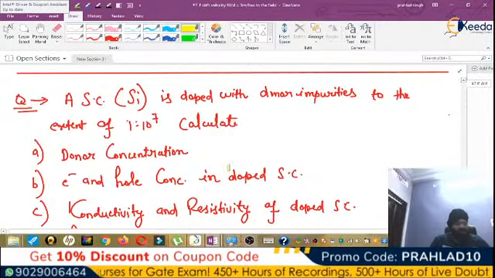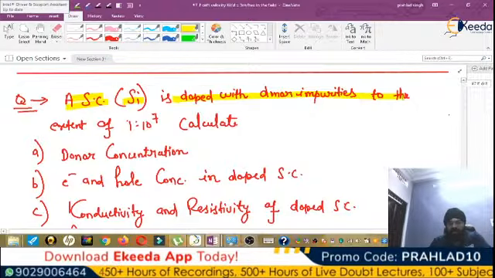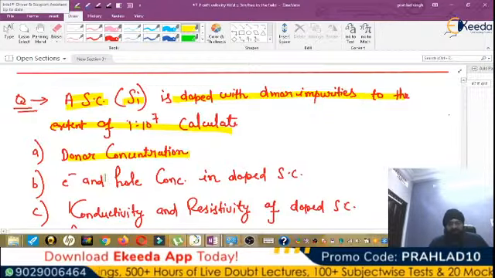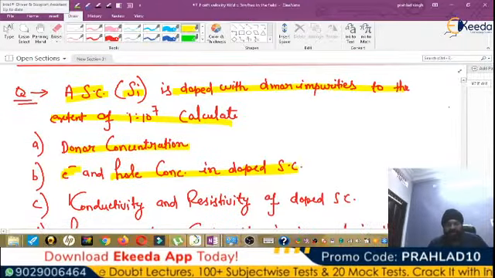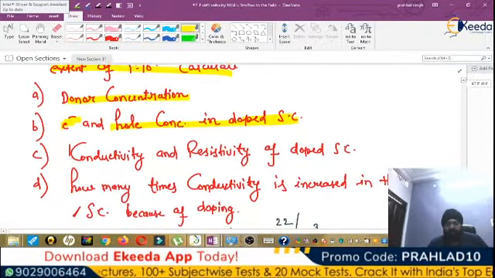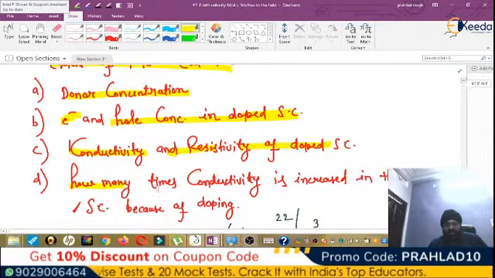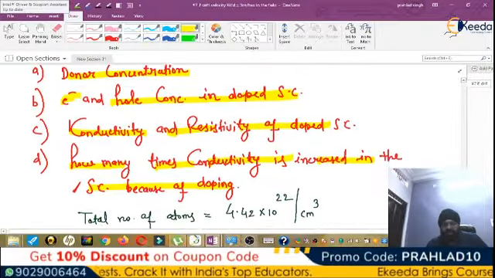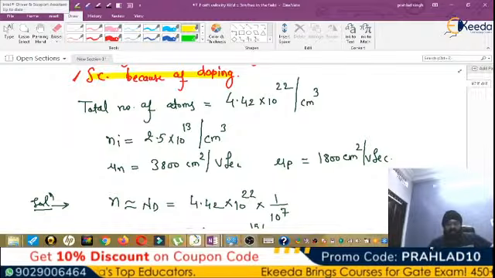So this is the question, right? A semiconductor, which is silicon, is doped with donor impurities to the extent of 1 in 10 to the power 7. We have to calculate the donor concentration and the electron and hole concentration in the doped semiconductor, the conductivity and resistivity of the doped semiconductor, and how many times the conductivity is increased in the semiconductor because of doping. Okay, let me explain it.